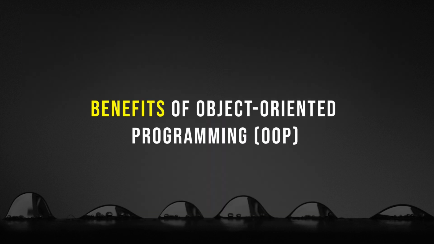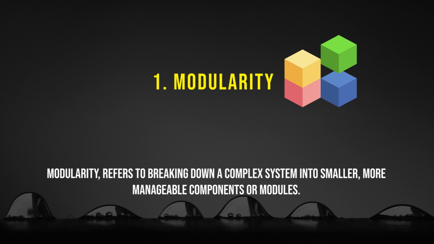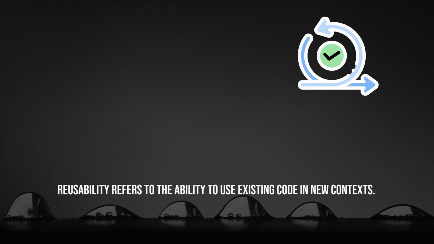So, let's talk about the benefits of object-oriented programming. Modularity refers to breaking down a complex system into smaller, more manageable components or modules. Reusability refers to the ability to use existing code in new contexts.